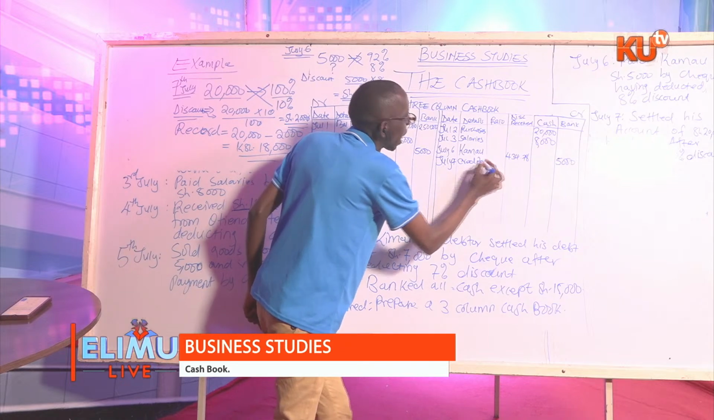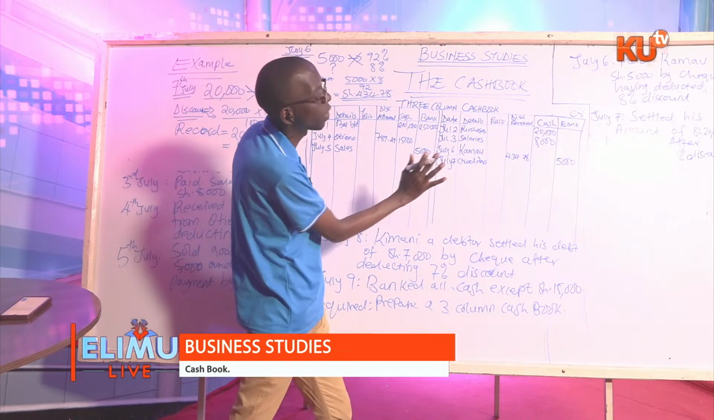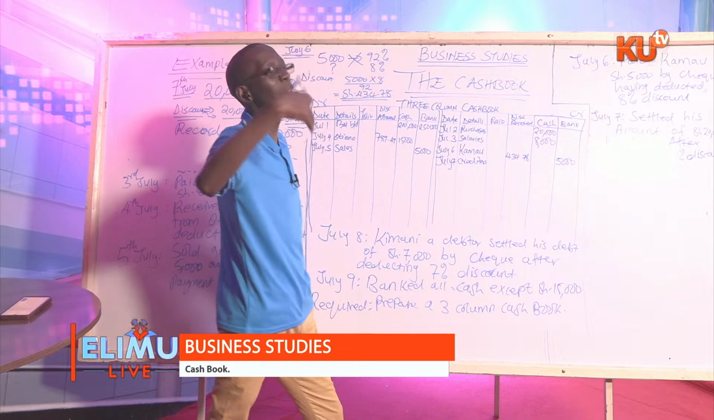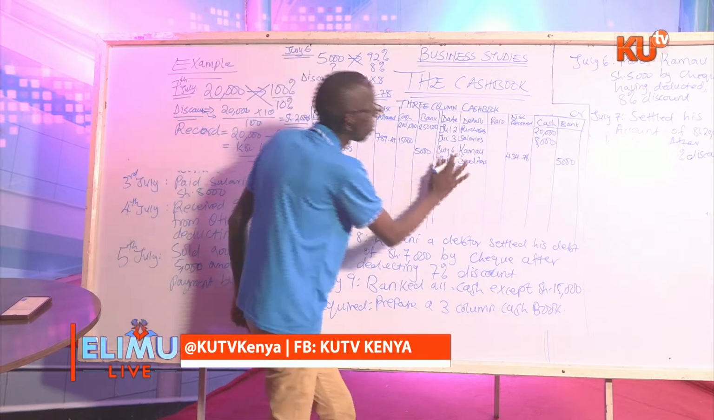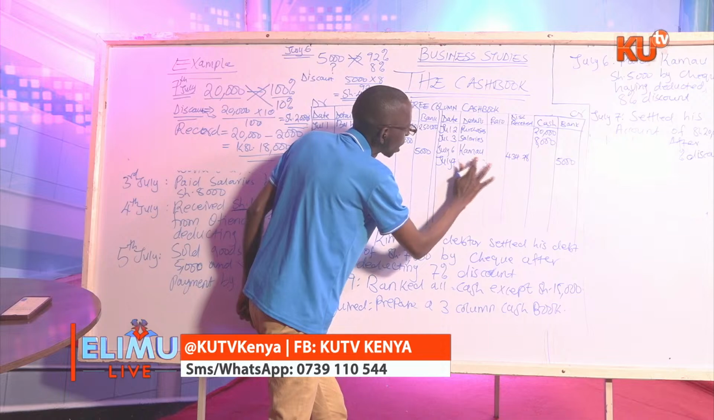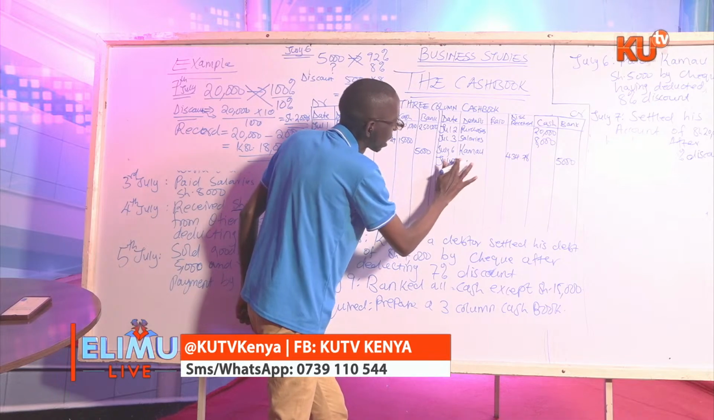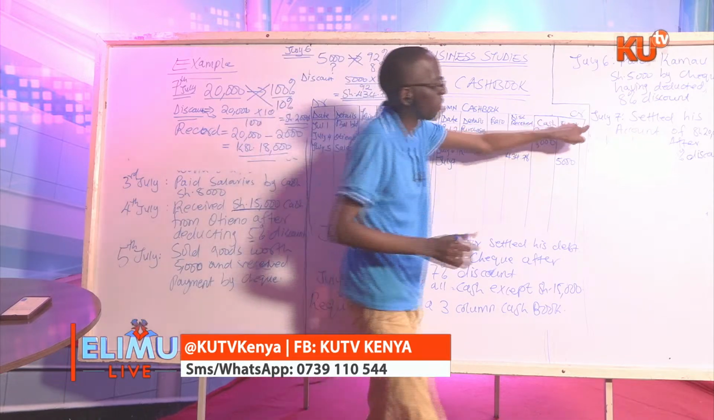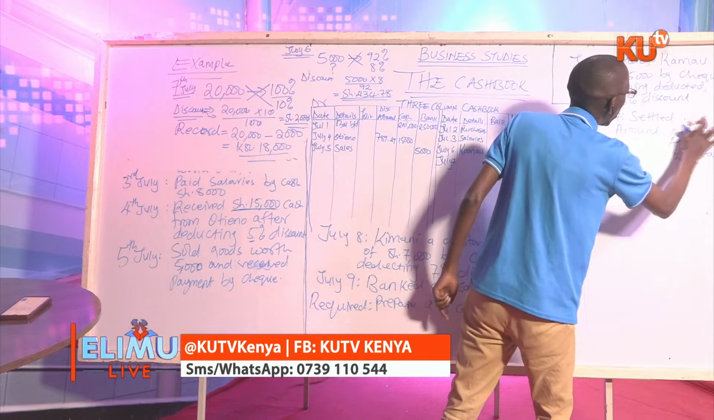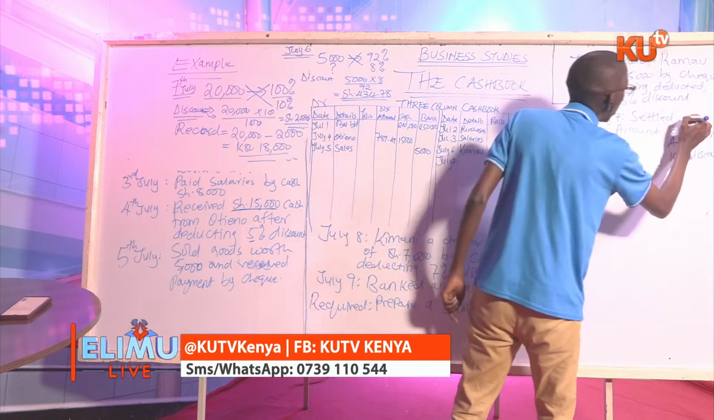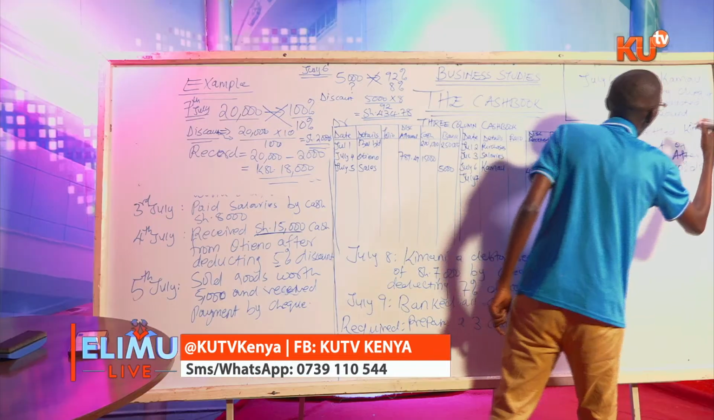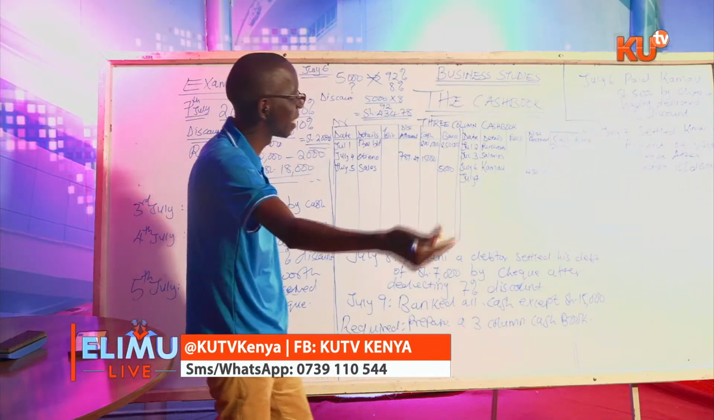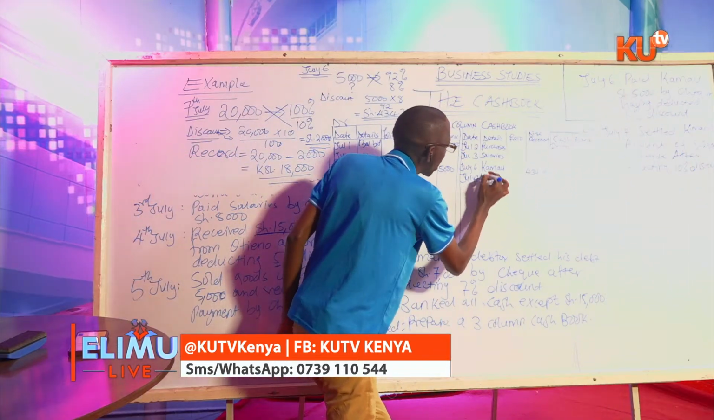We are not told the name of the creditor. But if it was mentioned, settled maybe Kimani's account of. Then let me use a name so that we don't generalize and say creditors. So July 7, let it be settled Kimani's account of. He settled Kimani's debt of. So the details will be Kimani.